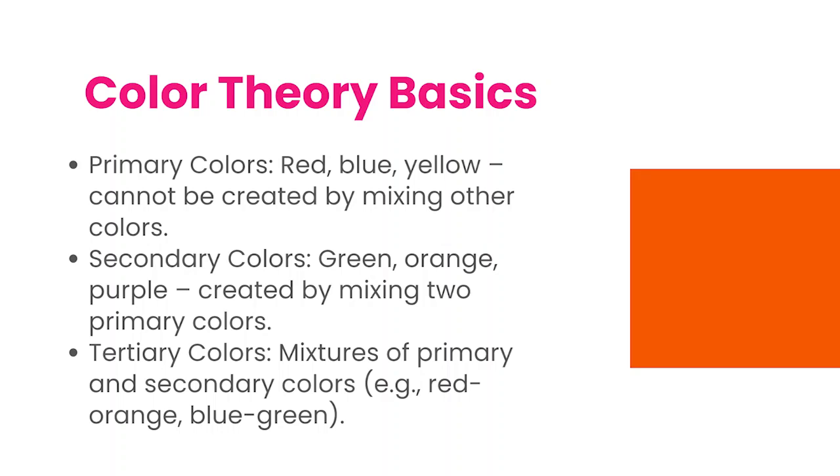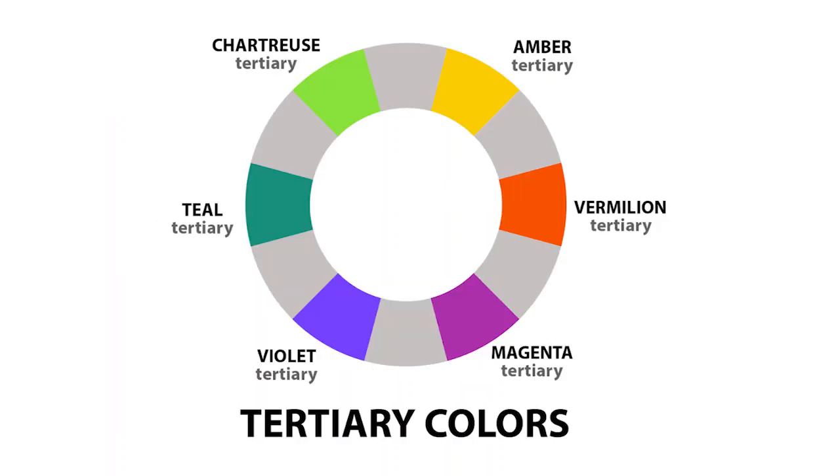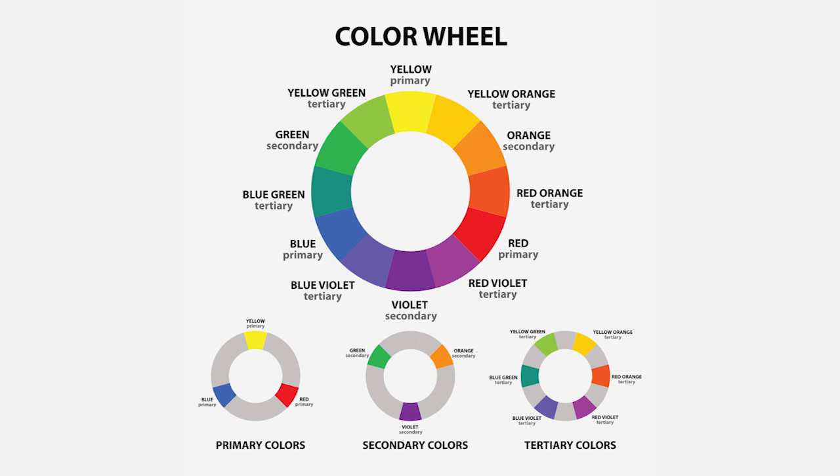For example, if you get red and blue and mix it, what color do you get? Please indicate that in the live chat. When you mix blue and yellow, what color do you get? Or when you mix red and yellow, what color do you get? Indicate those in the live chat. And then the tertiary colors, these are mixtures of primary and secondary colors. For example, red-orange, blue-green. Okay, so those are tertiary colors. So we have primary colors, secondary colors, and tertiary colors. Those are color theory basics.